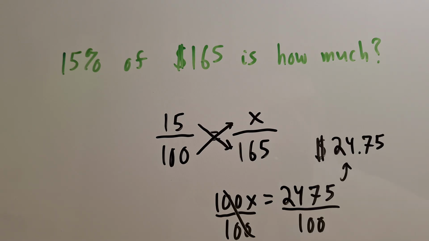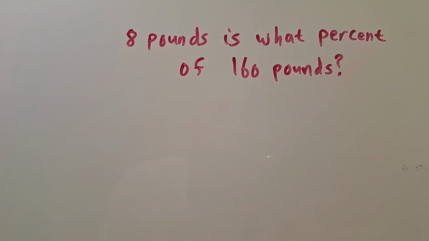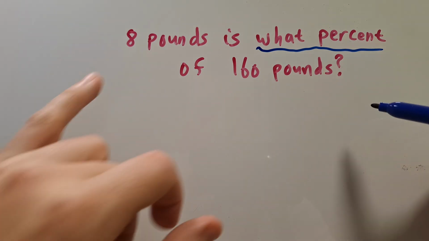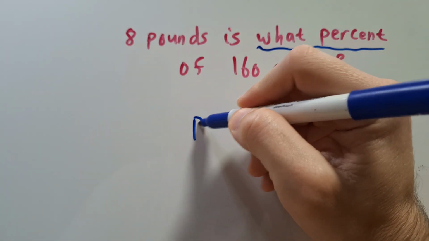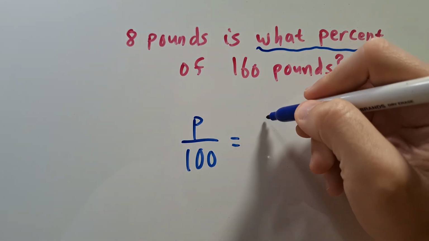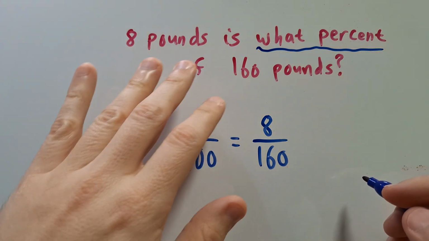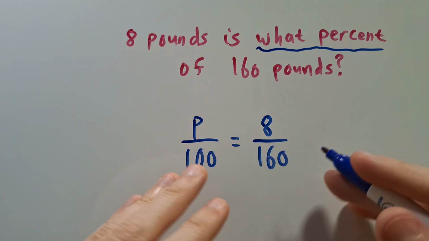Let's go ahead and work out another one. $8 is what percent of $160? So what's different here is that we must figure out the percent. We have our amount and the whole. So I'll write P for percent because that's the one we're trying to find out, over 100 equals 8 over 160. Once we know which parts go to which segments of that percent proportion, all we got to do is solve and we're done.